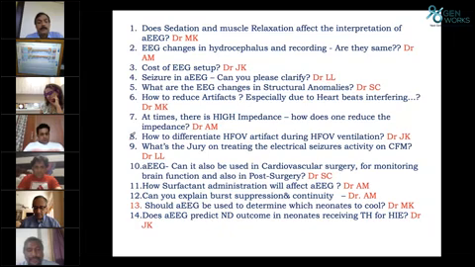Next question is for Leslie, sir. What's the jury on treating the electrical seizure activity on CFM? Prashant, it means that there are electrical seizure activities, but there are no clinical seizures, so do they need to be treated or not?